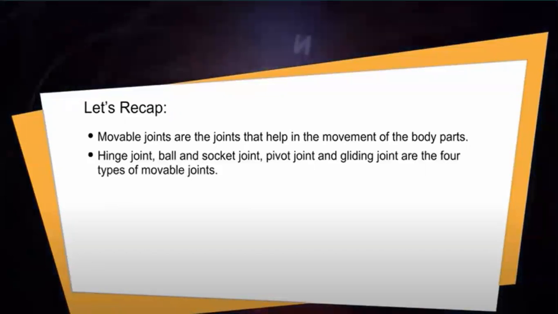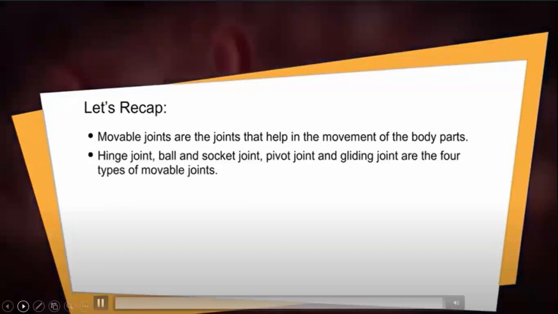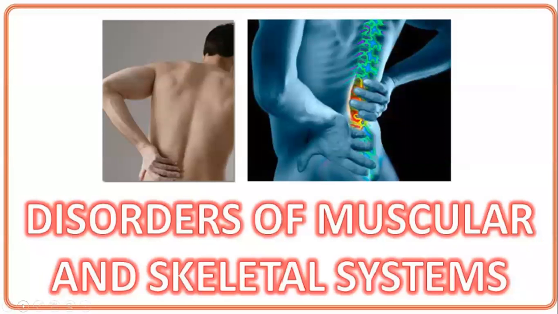Clear, everyone? Next, the last topic we are going to discuss. Let's look at what all is there for us. We have 8 slides more to complete this amazing chapter of locomotion and movement. So the last topic of this chapter is disorders of the muscular and skeletal system. First one, myasthenia gravis. It is a frequently asked previous year question.